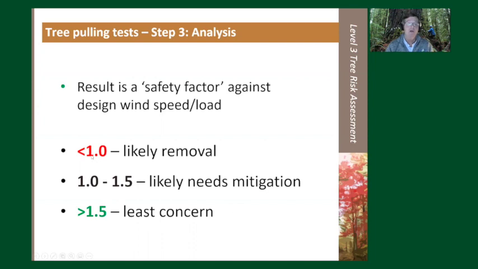If we have a result that's less than 1, oftentimes there's not much that can be done about that tree, although there may be, but oftentimes that leads to removal. Trees between 1 and 1.5 generally need some form of mitigation to increase it, and trees that are greater than 1.5, we say pass the test and there's nothing required.